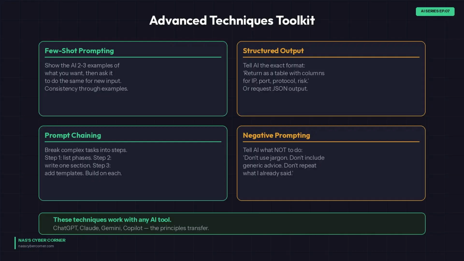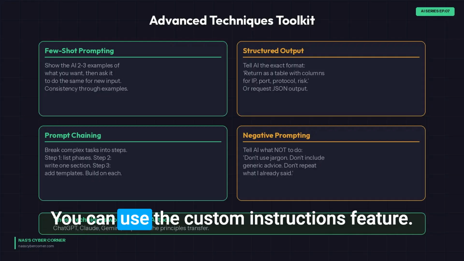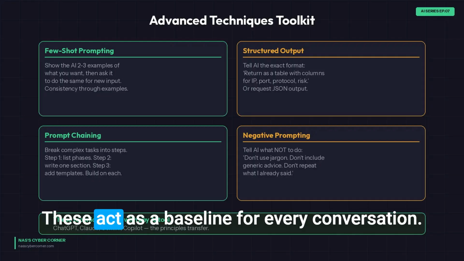analysis. Most AI tools let you set persistent instructions. You can use the custom instructions feature. These act as a baseline for every conversation.